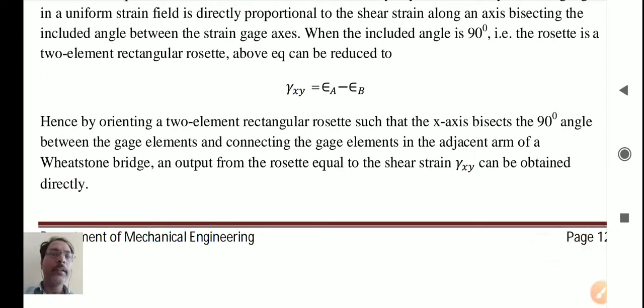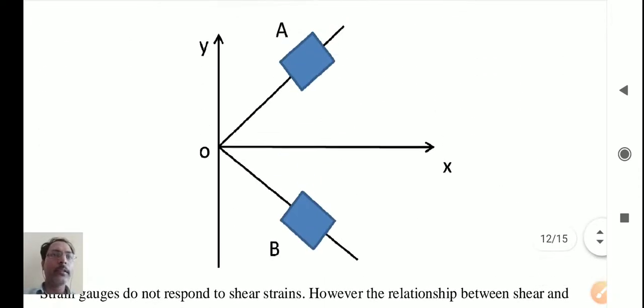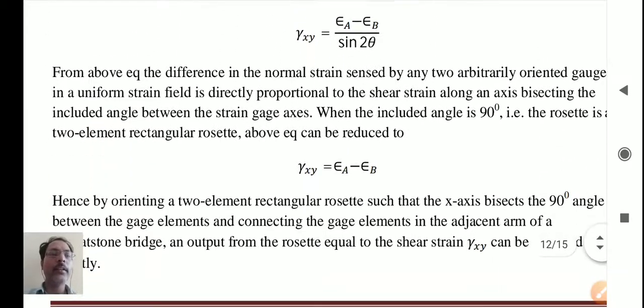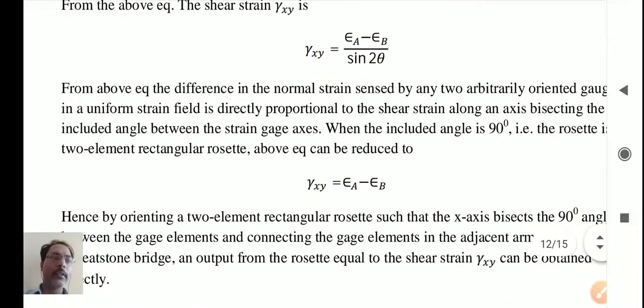Hence, by orienting the two-element rectangular rosette such that the x-axis bisects the 90-degree angle between the gauge elements, and connecting the gauge elements in the adjacent arms of a Wheatstone bridge, the output from the rosette, equal to the shear strain gamma xy, can be obtained directly. So we orient them the way shown in this diagram. If you arrange the strain gauges in a similar way, you get the shear strain directly. That is the purpose of this arrangement.